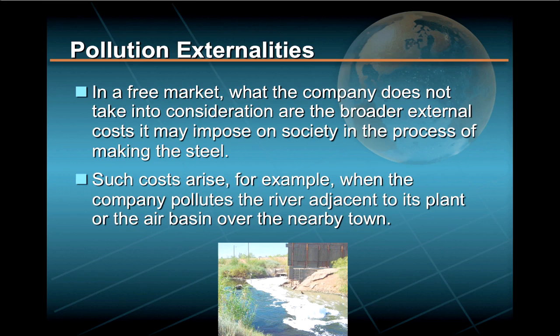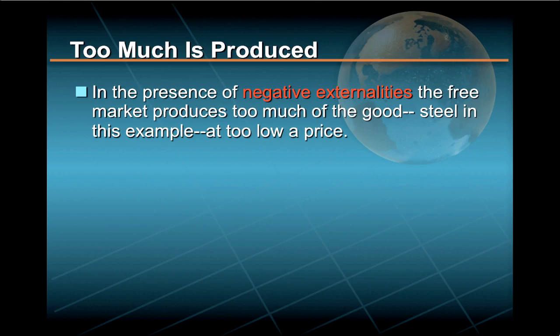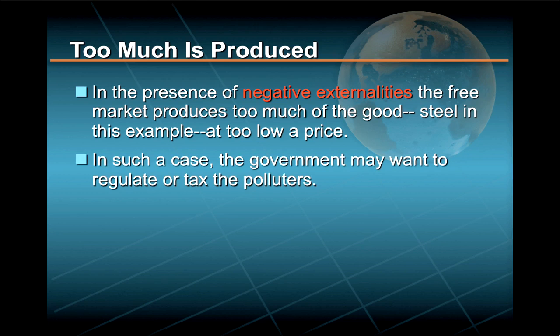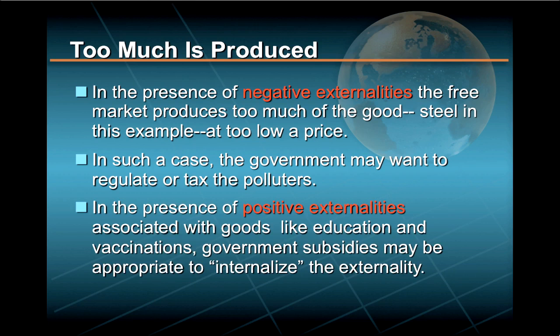Such costs arise, for example, when the company pollutes the river adjacent to its plant or the air basin over the nearby town. We'll learn that in the presence of negative externalities like pollution and congestion, the free market produces too much of the good, steel in this example, at too low a price. In such a case, the government may want to regulate or tax the polluters, while in the presence of positive externalities, associated with goods like education and vaccinations, government subsidies may be appropriate to internalize the externality.